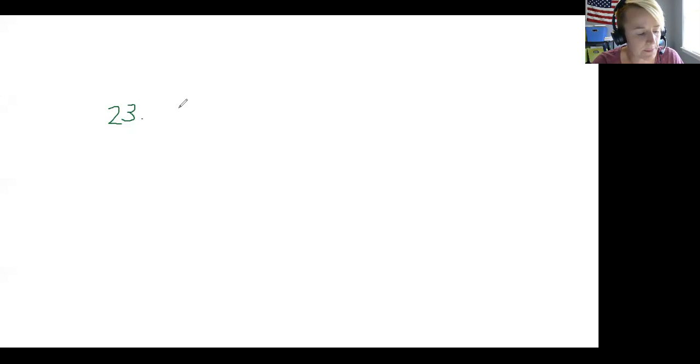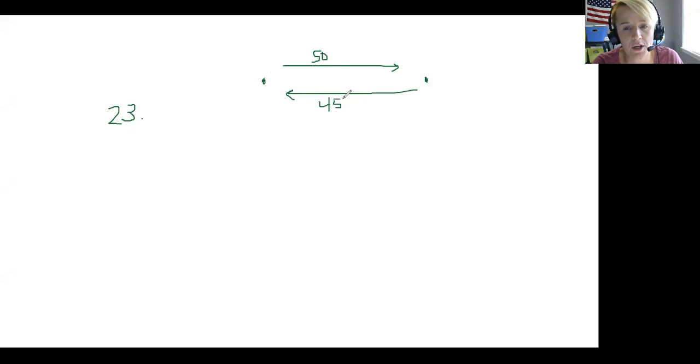solve this problem. It says a tour bus averaged 50 miles per hour between two cities on the first leg of a trip and 45 miles per hour on the return trip. The return trip took 1.5 hours longer. Find the distance between two cities. So basically, I have a city here and I have a city here. And when the bus was going this way, he averaged 50 miles per hour. And when the bus came back, he averaged 45. Plus, it took him an extra half an hour.